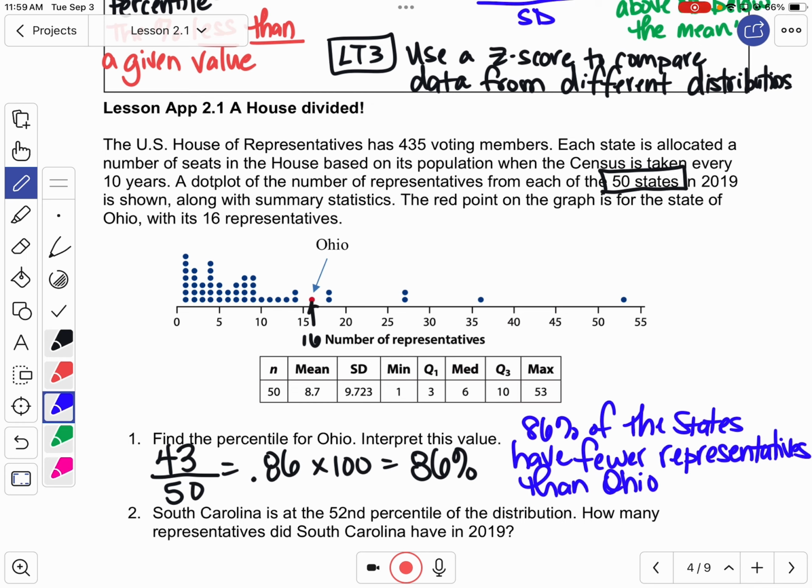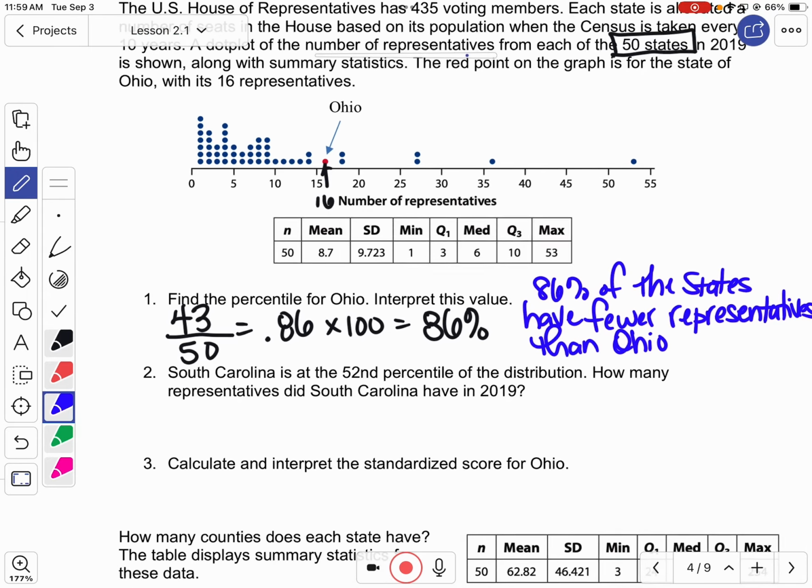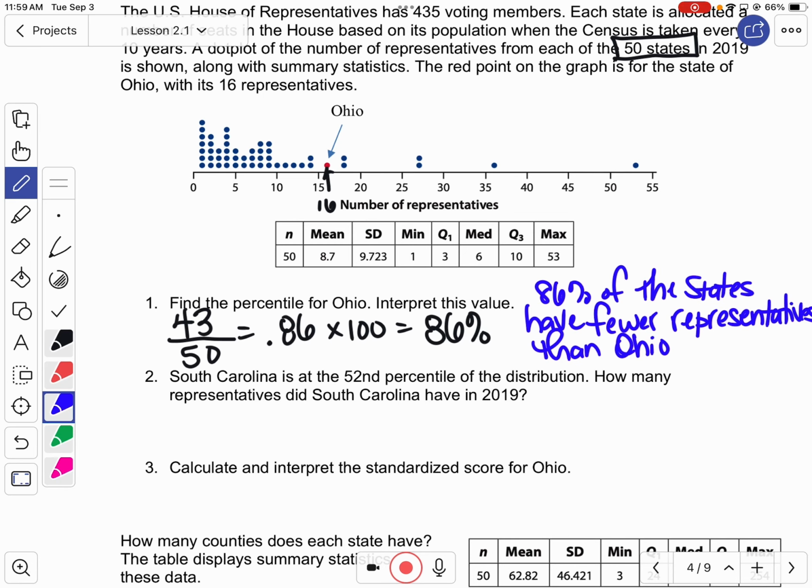So percentiles are a value that you will see statistically. Okay. Now, here's an interesting question. It says South Carolina is at the 52nd percentile of the distribution. How many representatives did South Carolina have in 2019?